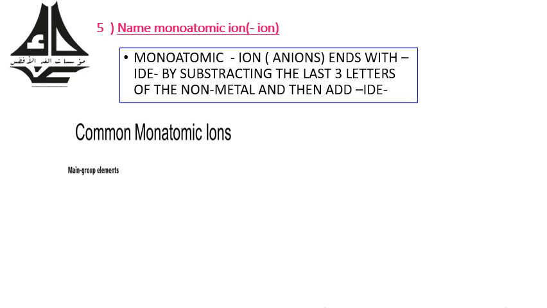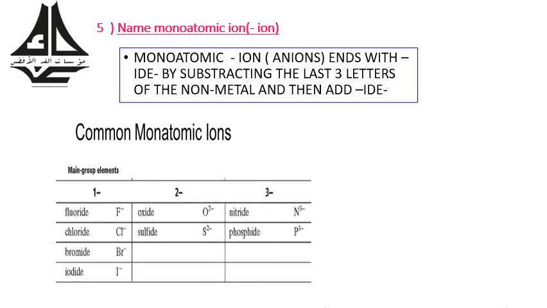Main group elements, as we have said, are the elements of columns 1, 2, 13, 14, 15, 16, 17, and 18. And as non-metals gain electrons, the anions are going to come from elements of columns 16, 15, 17, and we have carbon in column 14. Of course, noble gases are stable, they don't form ions.